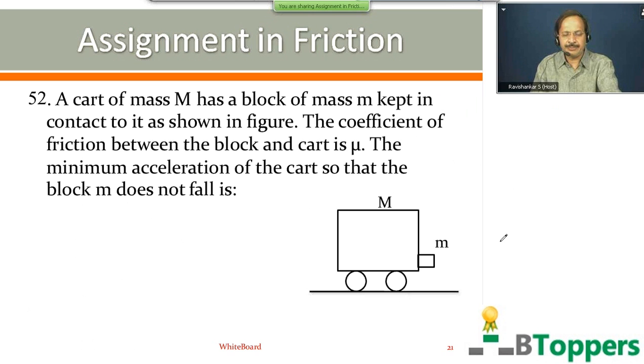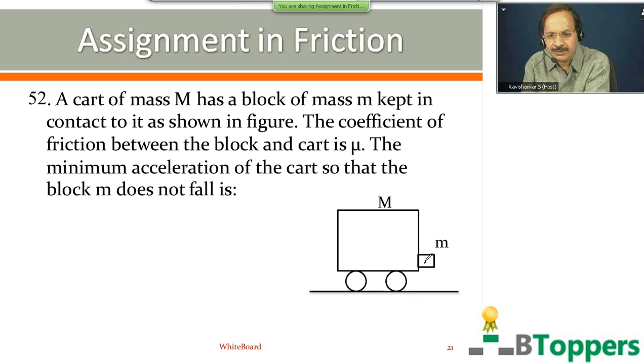See question number 52. A cart of mass capital M has a block of mass small m kept in contact with it as shown. The coefficient of friction between the block and cart is mu. The minimum acceleration of the cart so that the block small m does not fall is. So we'll consider a situation when the block is stationary with respect to the cart.